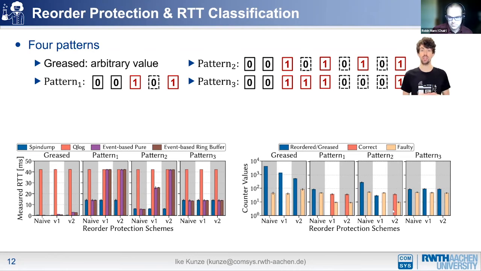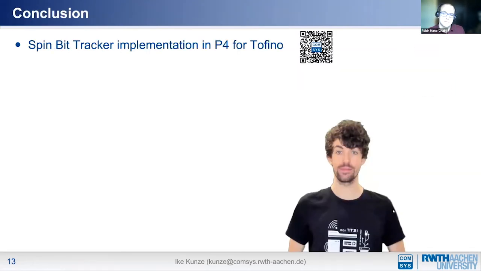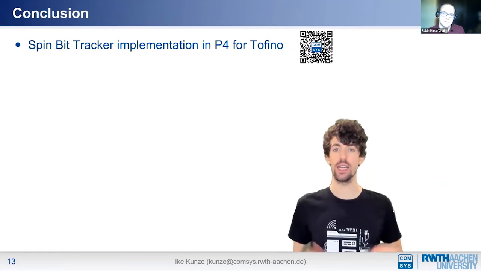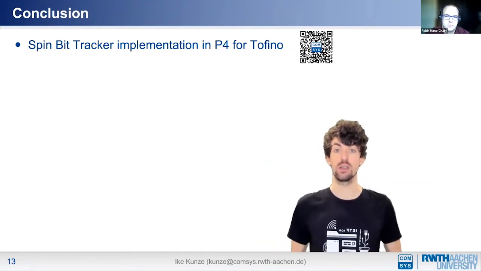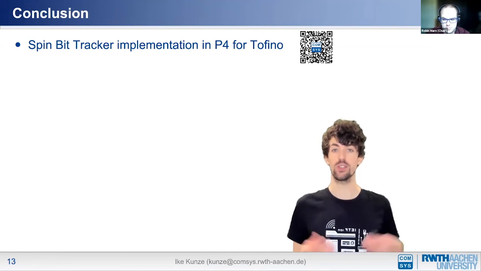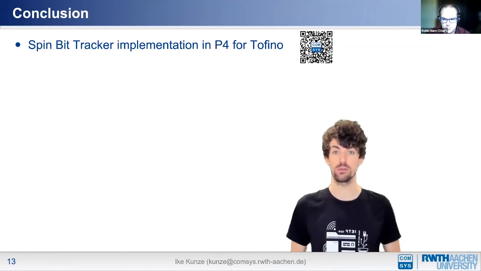Overall, our evaluation scenario nicely illustrates the potential for leveraging both the reorder protection as well as the RTT classification to make sure that the measurements you get are actually sensible. This is now the last slide. Let me briefly conclude what I've shown you today. Our main contribution is a spin bit tracker implementation for the Intel Tofino switch, and the source code is available on GitHub. Our paper entails more information on how we've realized the different components.